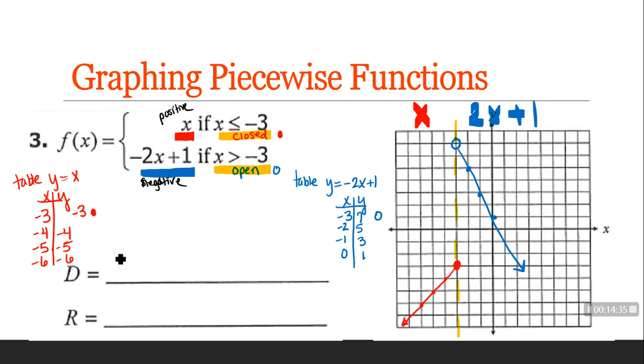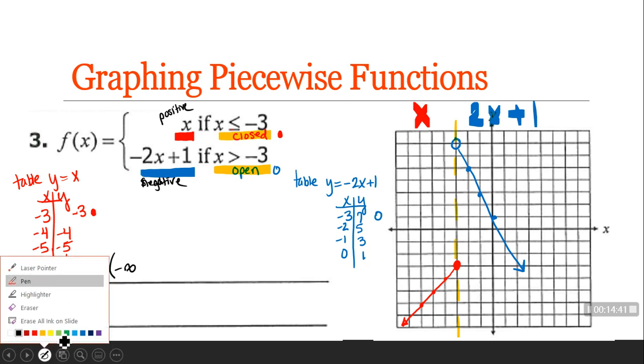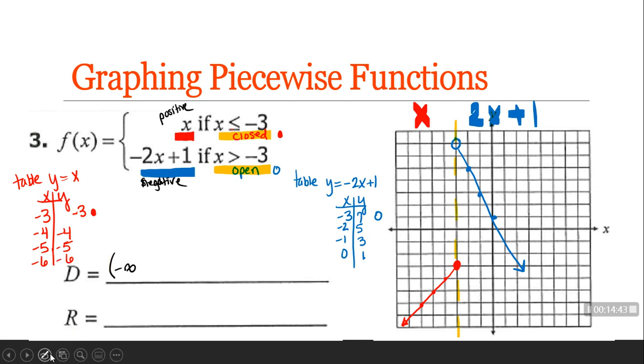Look from left to right. We're definitely starting at -infinity. I do see a break in my graph. There is a big, huge break. Okay, so when x equals that -3 value, it totally messes up my function because I've got one solid point and one open. So one closed and one open.